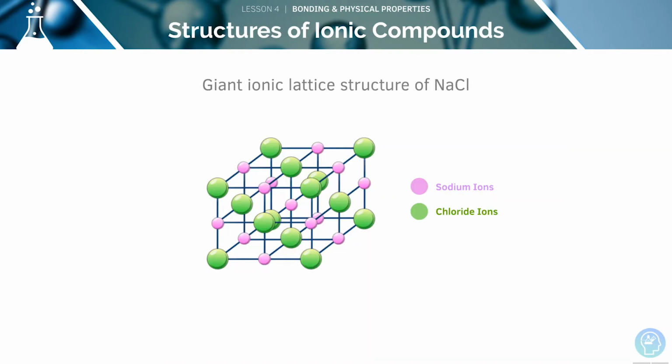This figure shows a representation of a giant ionic lattice. Here, we can see that the repeating basic units of sodium ions and chloride ions will form a cube-shaped compound. Each of the lines represents an ionic bond between the ions. Here, we can see the ionic bonds are between the positive sodium ions and the negative chloride ions.